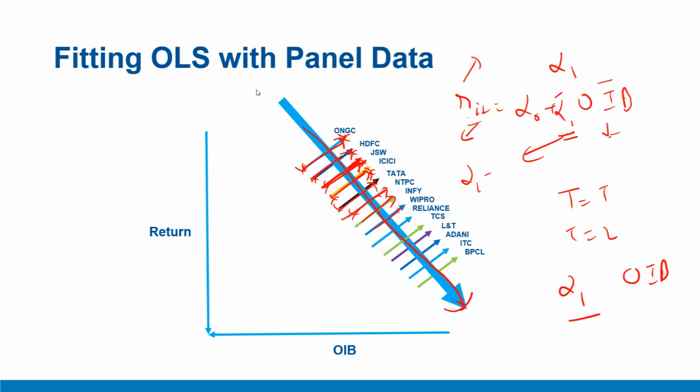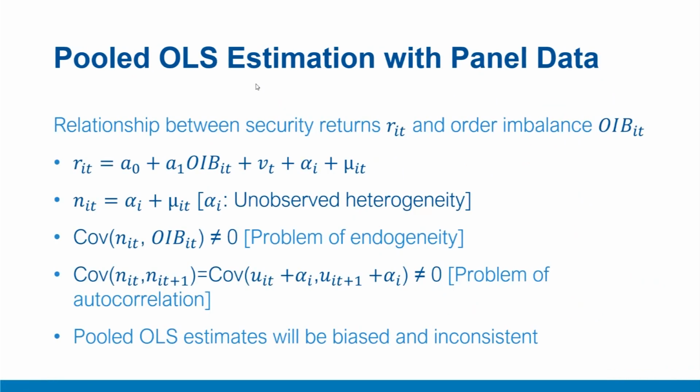Let us also look at econometrically what happens with panel data estimation when done through OLS. Remember this equation which captures the impact of OIB on returns. Here we noted that alpha i, the unobserved heterogeneity, is not accounted for by any variable. It may be the size of the security, may be the beta of the security. For the time being, we'll ignore this Vt term, which is the security invariant term moving with time. We may assume that we have modeled it through dummy variables or something like that. So we'll ignore it for the time being and focus on this unobserved heterogeneity alpha i, which is specific to securities.